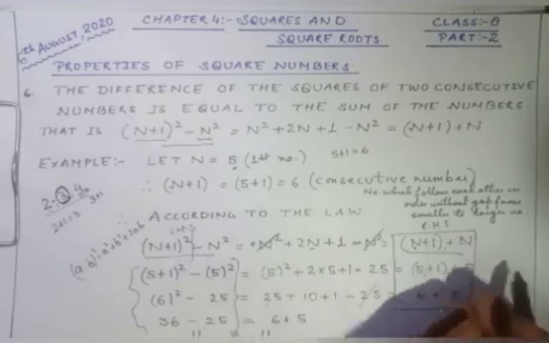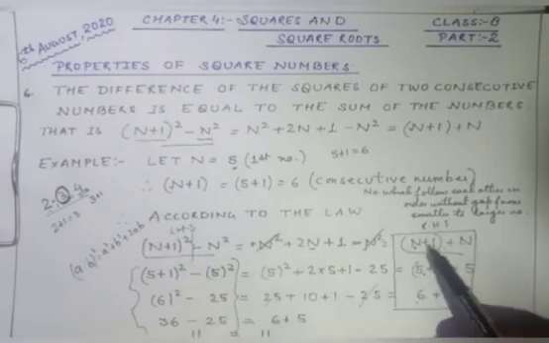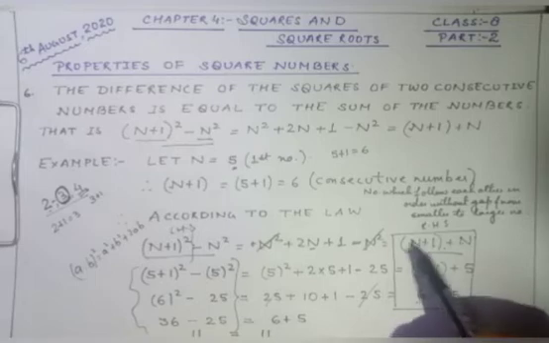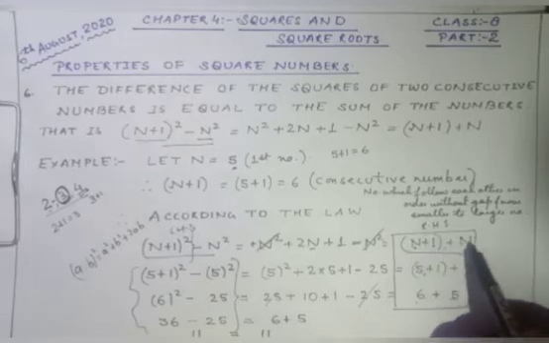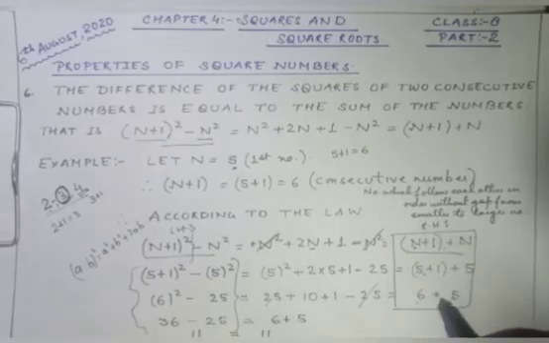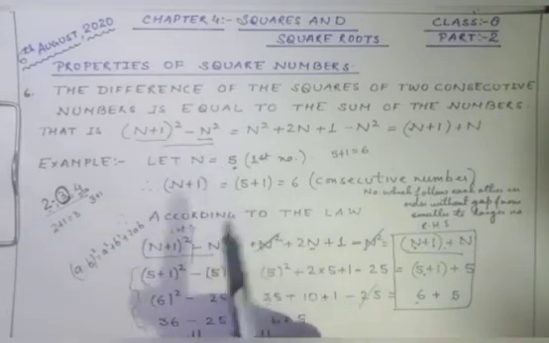Now when I come to the RHS part, (n plus 1) plus n, what is the value of n? 5 plus 1 plus 5. 5 plus 1 makes 6, plus 5 is equal to 11. This shows that LHS and RHS are equal. I hope this is very much clear to everyone.